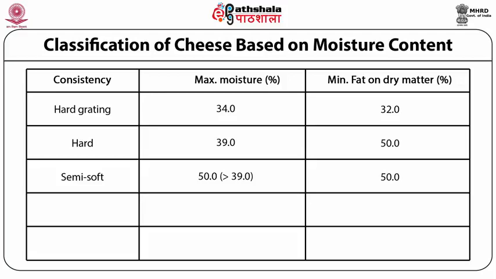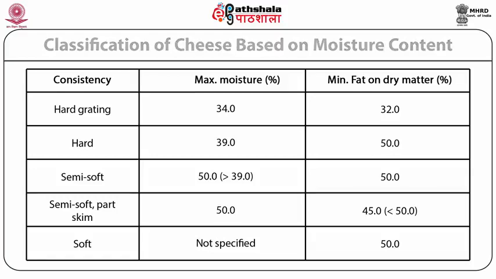For a semi-soft but made from part skim, that means you have reduced the fat content of the milk used for cheese making, you have standardized it, the maximum moisture should be 50, whereas the minimum fat on dry matter should be 45. And the last one is a soft variety, wherein the moisture may vary up to even 60-65%, and the minimum fat on dry matter should preferably be around 50%.